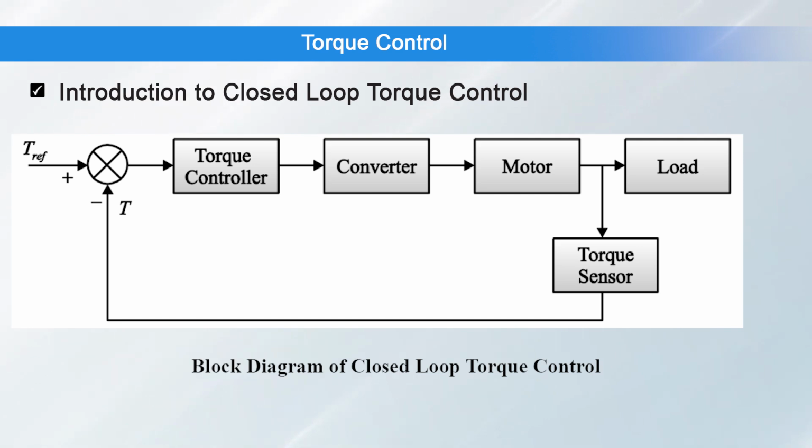preset. The mechanism of the closed loop torque control involves a feedback system that continuously adjusts the motor's torque to match the desired set point, which is typically determined by the driver's input through the accelerator pedal as shown. Let us discuss the process in detail.